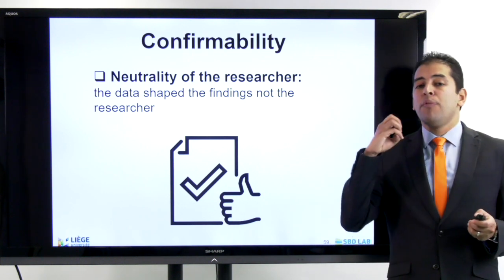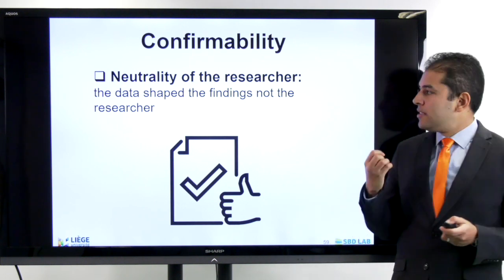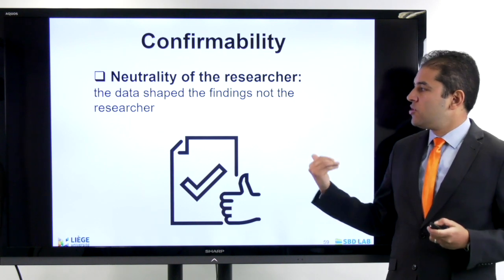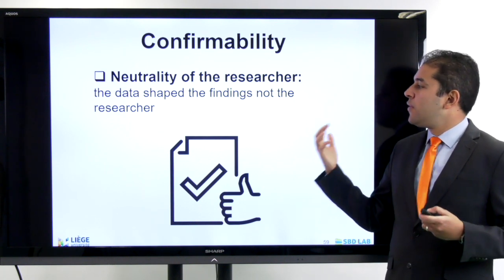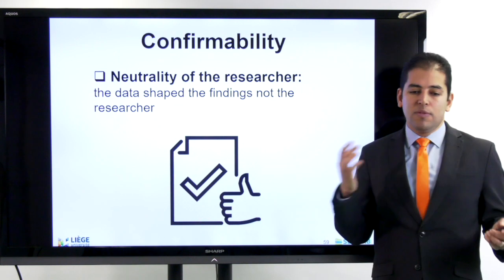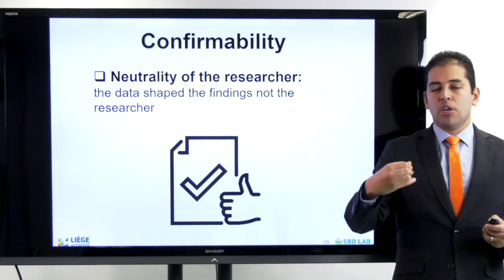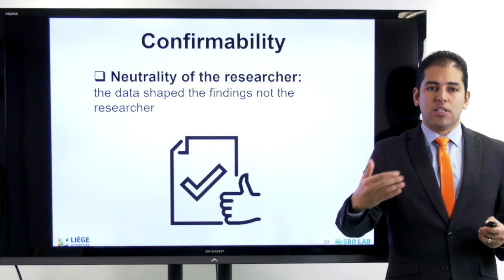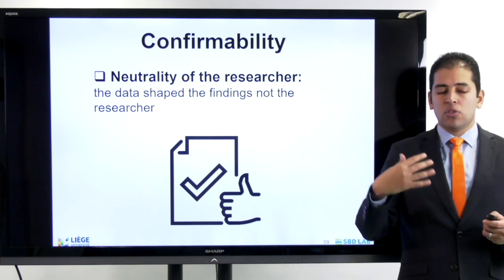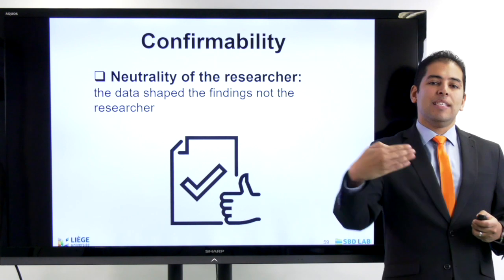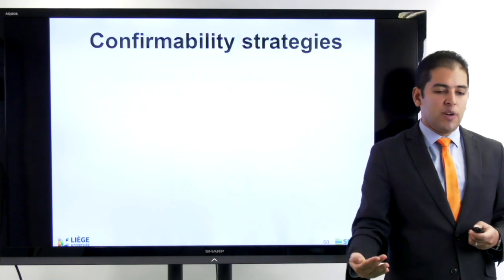Also, you look at the confirmability. The confirmability is simply the neutrality of you as a researcher. Did the data shape the findings, or did you shape the findings? This is very important: how you try to take distance. And when you write your paper, your discussion section and your methodology section, you try to state how you tried to take distance and not influence the findings.